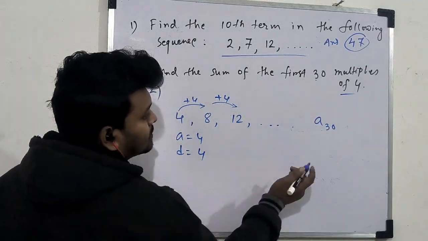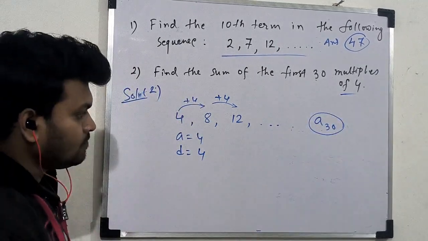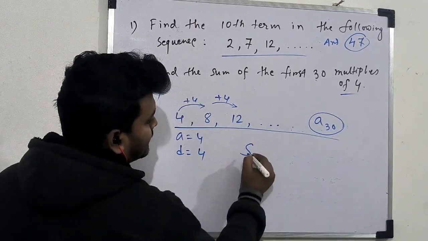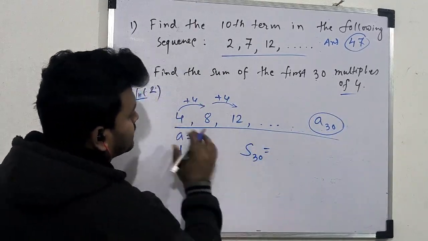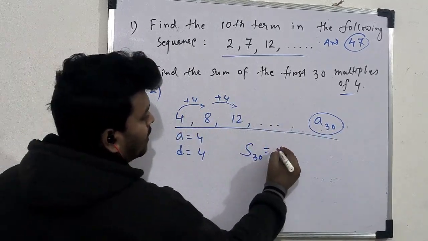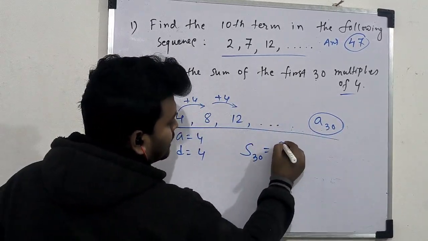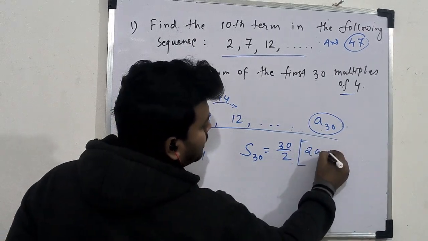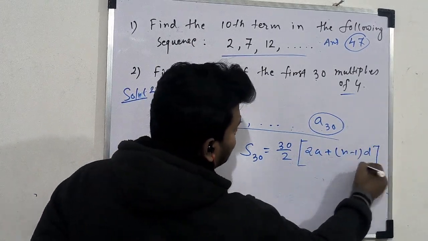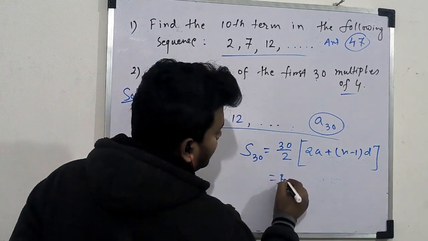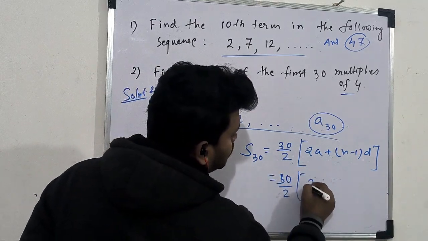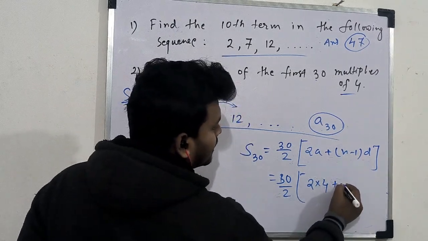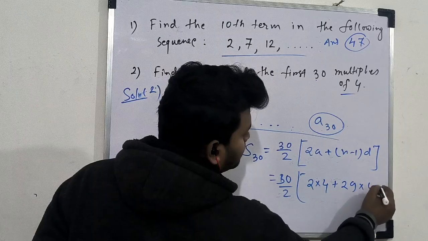And we have to find this sum, that is S30, for these 30 terms we have to find the sum. So therefore n divided by 2, that is 30 by 2, and the formula is 2a plus n minus 1 into d. Okay, so this is 30 by 2, and this will be 2 into 4 plus n minus 1, that is 30 minus 1, 29 into 4.